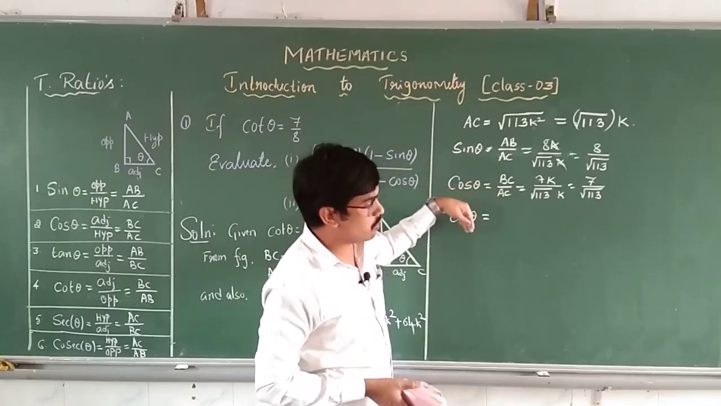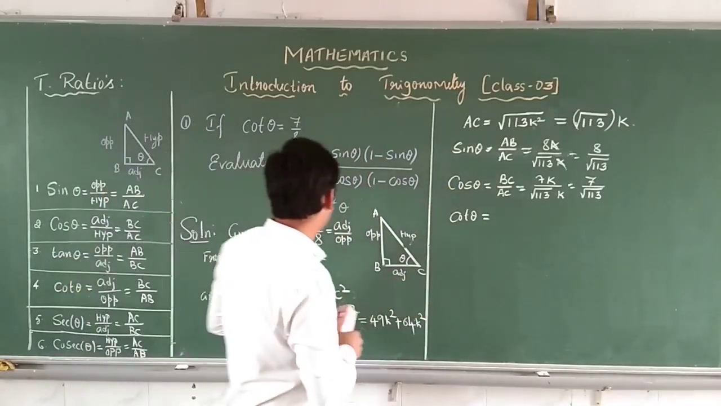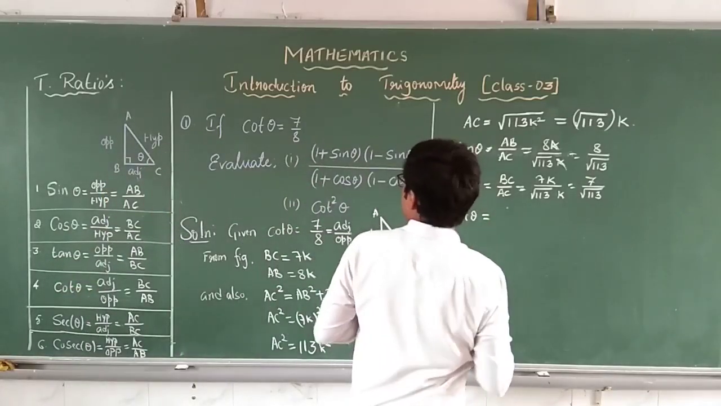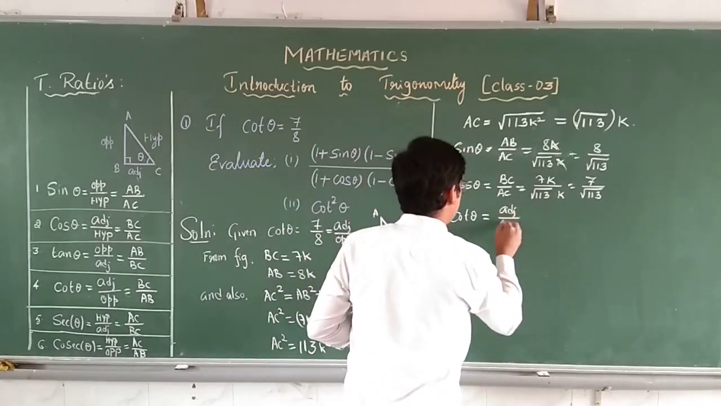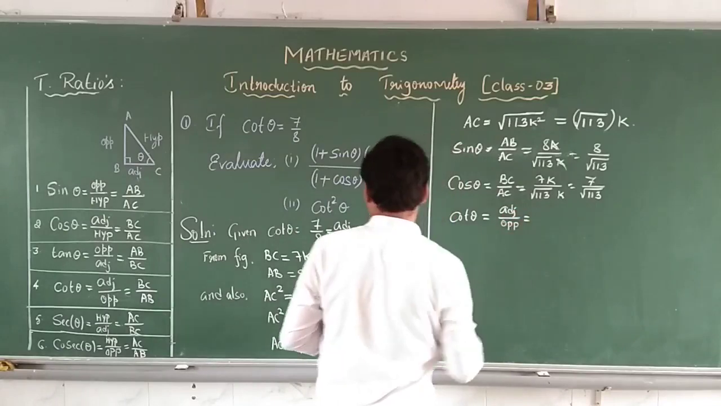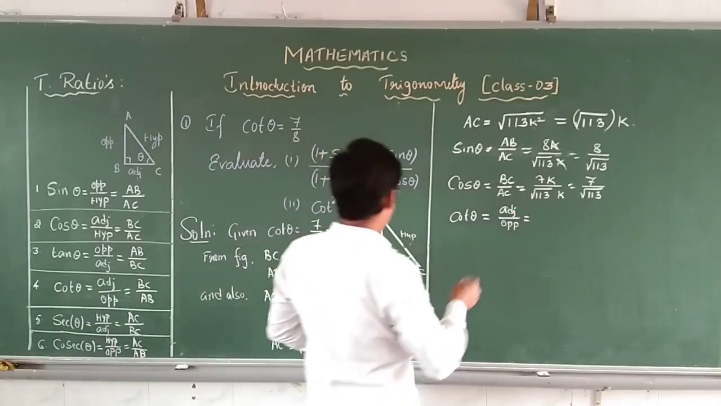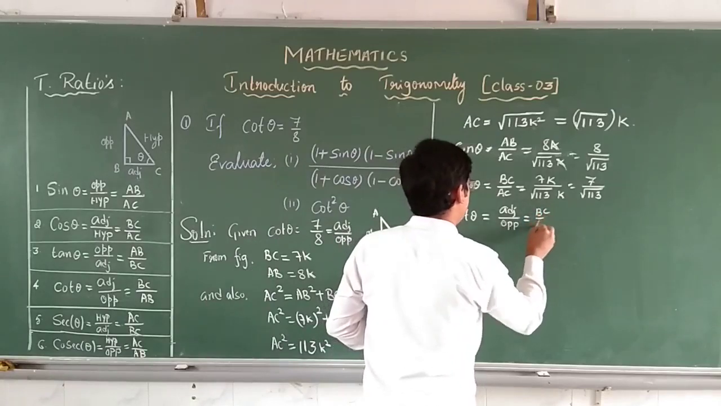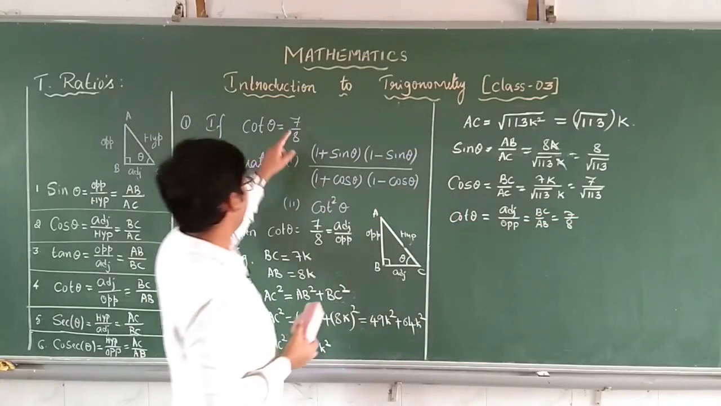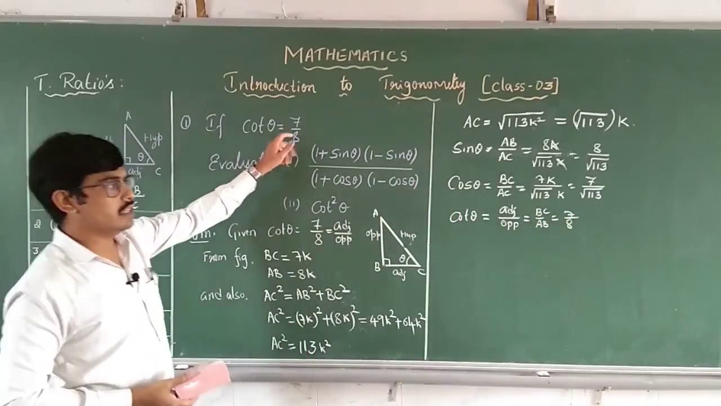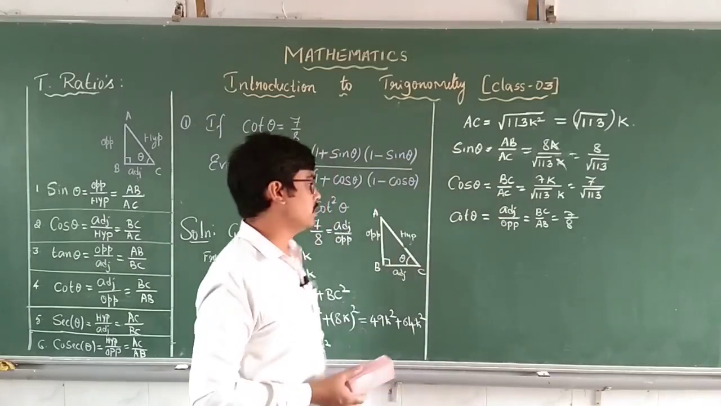So we can use that to find it. Or by using the ratio we have cot theta is equal to adjacent by opposite. They only gave the cot theta, so adjacent by opposite is nothing but BC by AB. It is nothing but 7 by 8. It is given here as 7 by 8, so no need to write it again. We can use this here, or if you want you can write it once again.